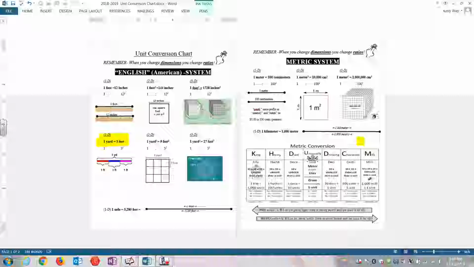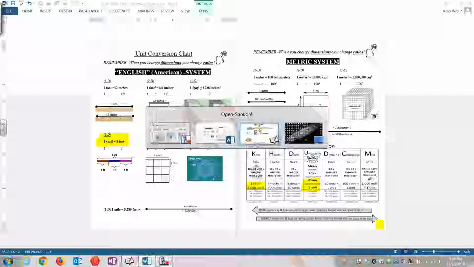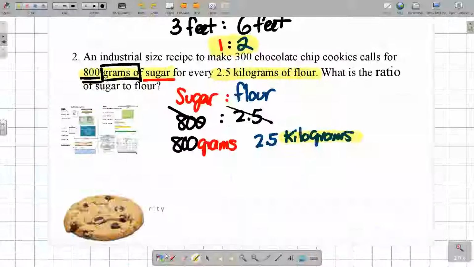Students, let me make this super clear. I expect you to have the unit conversions on these pages memorized. So taking a look here, how many grams are in a kilogram? And if you look right here, the word kilo means 1,000. So there are 1,000 grams in a kilogram.